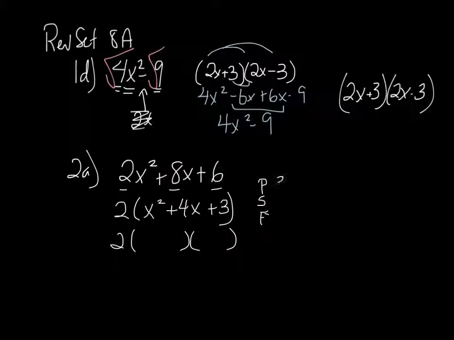My product is 3, my sum is 4. They're both positive, and my only factors of 3 are 3 and 1. Either 2 positives or 2 negatives would give me a positive 3 as an answer. So I've got x. You clear on this one, right? That's my answer. So I've got x plus 3 and x plus 1. And I'm done.